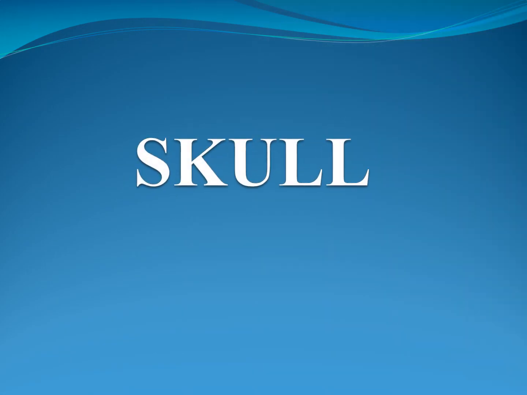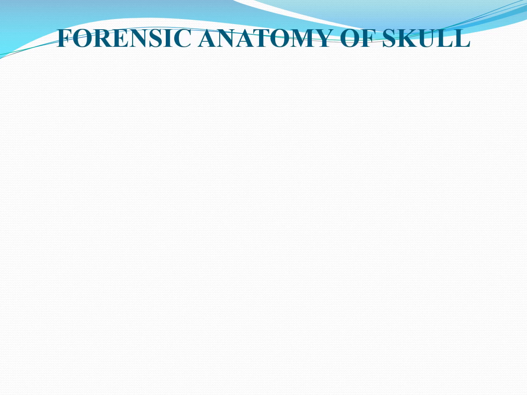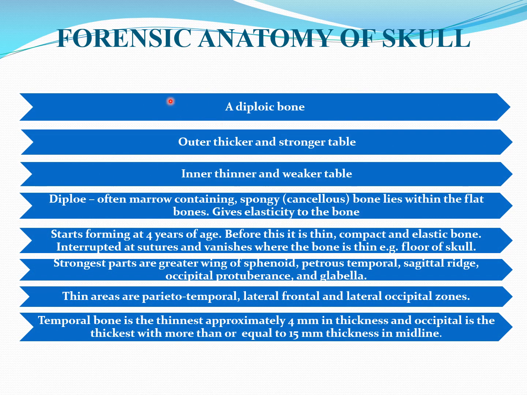After the scalp, we are proceeding towards the skull and its injuries. Let's start the forensic anatomy of the skull. The skull is a diploic bone, and it has two layers: the outer, which is the thicker and stronger table, and the inner, thinner and weaker table. In between the two plates is the diploe, often marrow containing spongy cancellous bone, which lies within the flat bone. It gives elasticity to the bone.